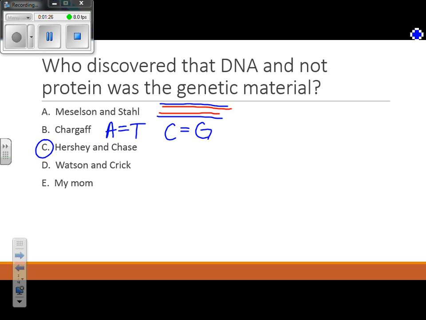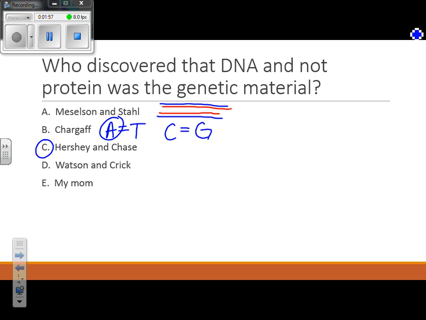And he realized this through measuring the weight of these chemicals. So if I gave you the number of A's, you should be able to figure out the number of T's and then tell me the number of C's and G's, like if we did it in a percentage type of format. Hershey and Chase were definitely the ones that discovered that DNA and not protein was the genetic material.